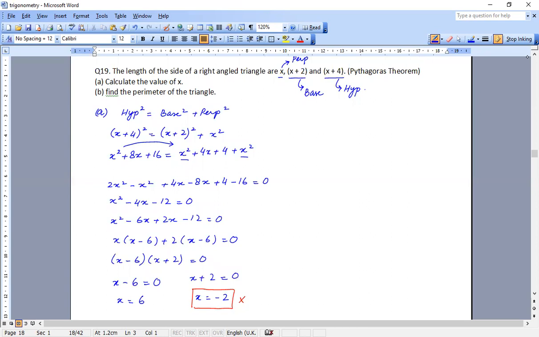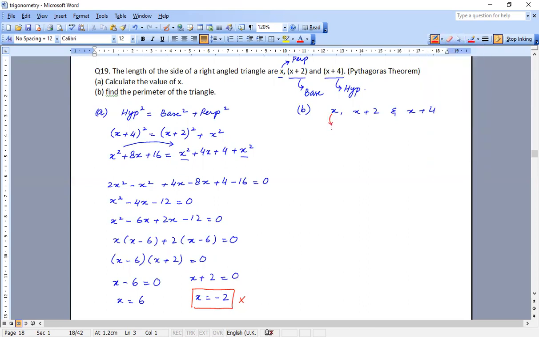Perimeter of a triangle is the sum of the length of all the sides of a triangle. I have two values of x. What are the lengths of the sides of a triangle? The lengths of the sides of a triangle are x, x plus 2, and x plus 4. I do not want the value of the perimeter in terms of x. I know the value of x that I've just calculated.